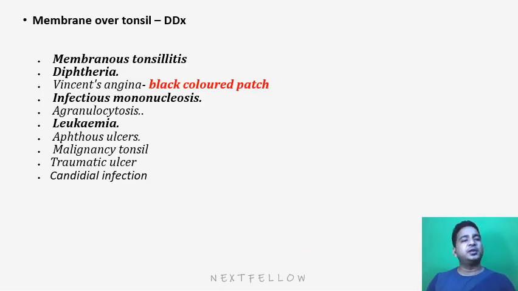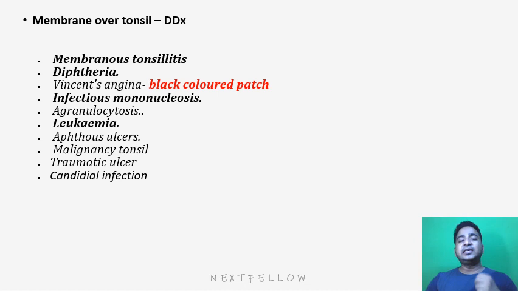Now, what is the differential diagnosis of a membrane over the tonsil? We have already discussed. First one is membranous tonsillitis, then comes diphtheria. We are already giving vaccination for diphtheria, but still some babies may have diphtheria presenting with a dirty white membrane over the tonsillar tissue. And what is typical of diphtheria? Whenever we try to rub that membrane, it will bleed. Whereas in candidiasis, there will be a layer over the tonsils, but if you try to rub that layer, the whitish layer will get separated without any bleeding.